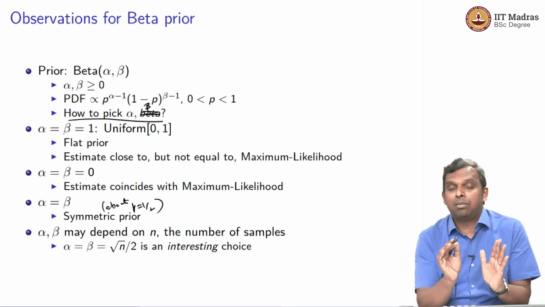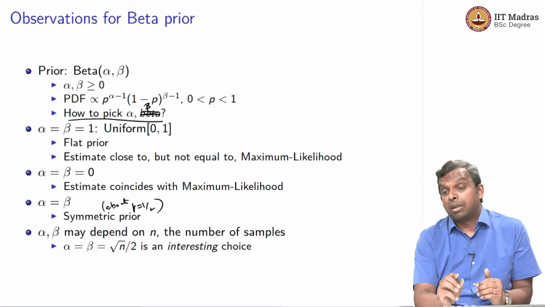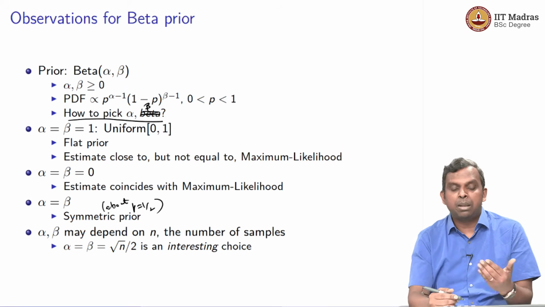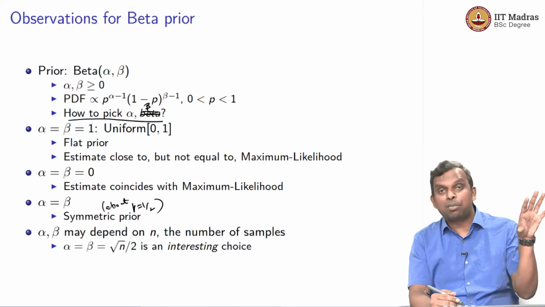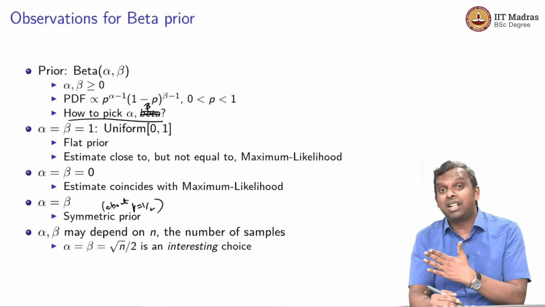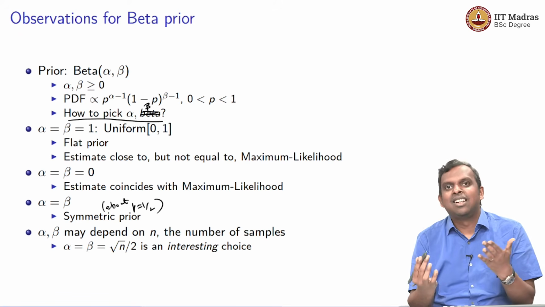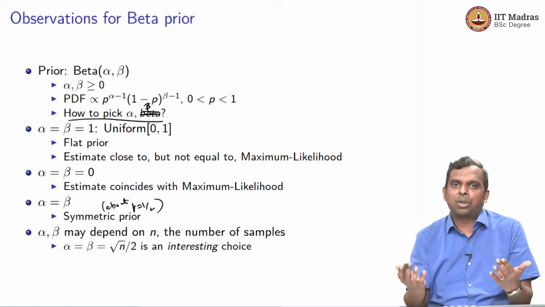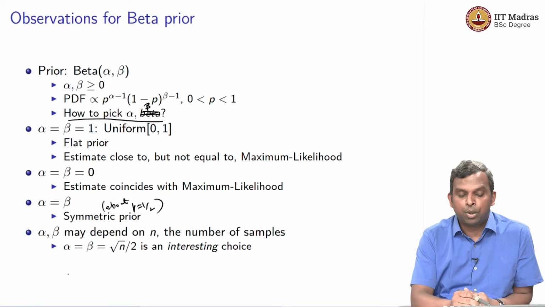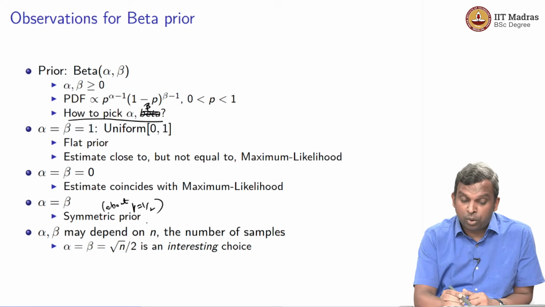If you expect a symmetry, alpha equal to beta is popular, but sometimes symmetry may not happen, right? This p might be the incidence of some rare disease, in which case p is very small. So you want a very strongly asymmetric distribution. In that case, alpha and beta should not be chosen like this. It depends on the problem, on what you expect your p to be with higher probability. You can in fact also pick alpha and beta depending on n.